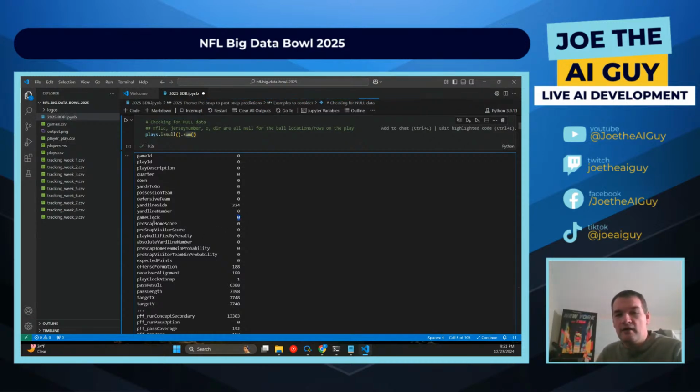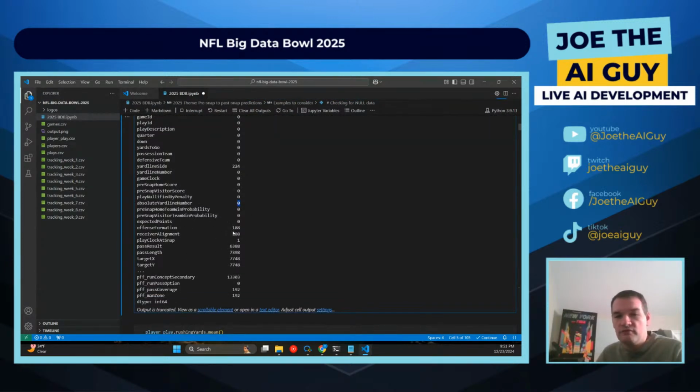Game clock is the time in the game with respect to the quarter. So if it's the first quarter, it will say just 10 minutes. If it's the third quarter, it will still say 10 minutes. It does not account for the quarter at all. Then things like the scores, play, penalty, the absolute yard line number, so how many yards to go to get a touchdown. And then there's more information here.